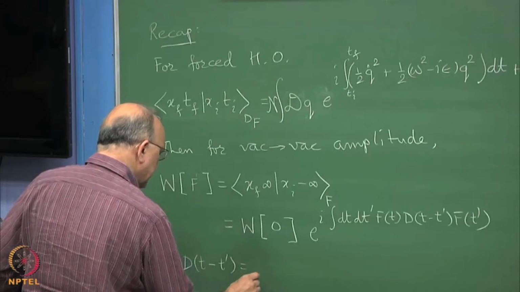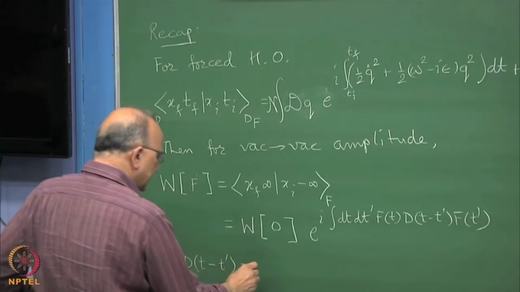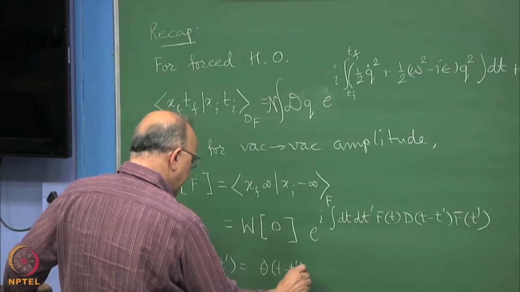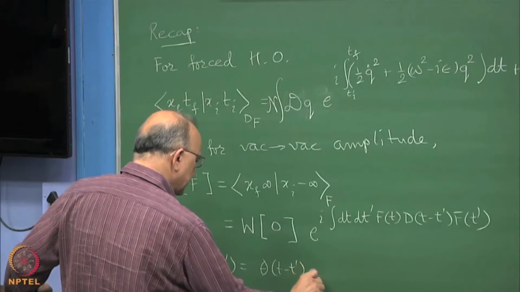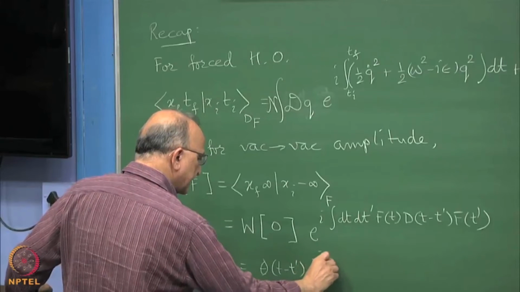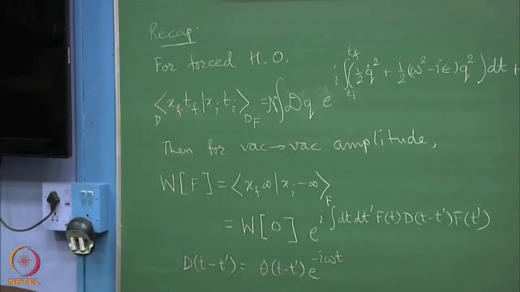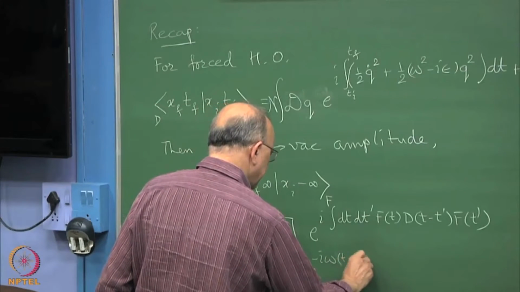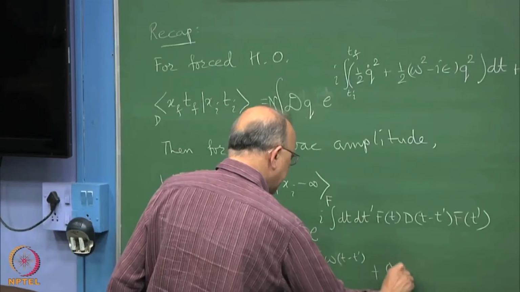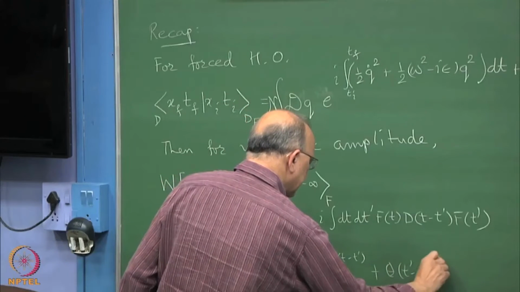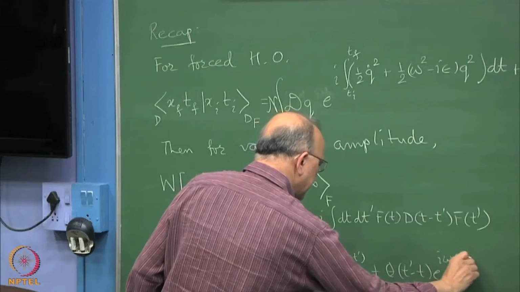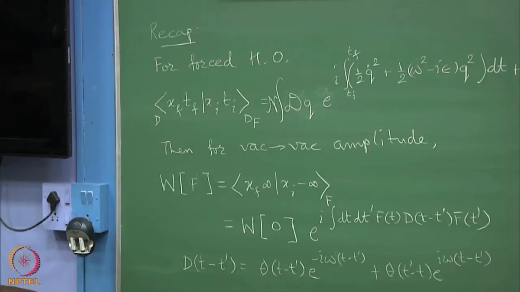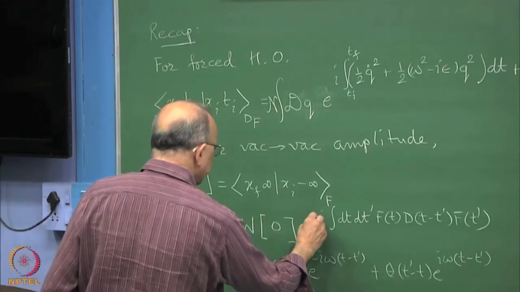Is equal to, in this language, what is it, theta of t minus t prime e raised to minus I omega t, is that right, omega t minus t prime, and plus theta of t prime minus t e raised to plus I omega t minus t prime. 1 by 2 omega is here, correct.